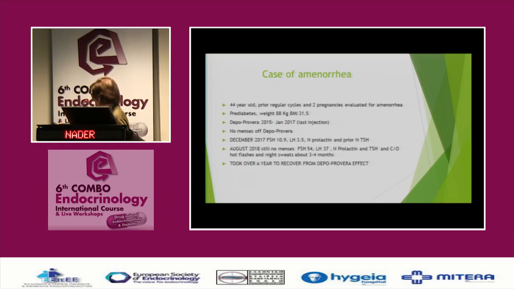So she weighed 88 kilograms. She took Depo-Provera from 2015, and the last injection was January 2017. She had no menses off Depo-Provera, and I saw her in late 2017. I told her this is Depo-Provera effect, very likely, and I did some labs. Her FSH was intact, consistent with her age. Her LH was lower, not 0, but it was lower. She had a normal prolactin, and her prior TSH had been normal.